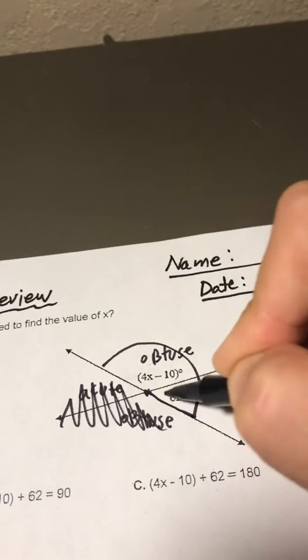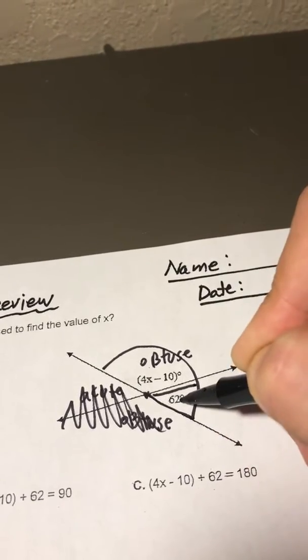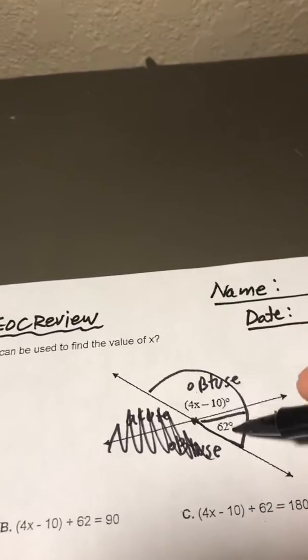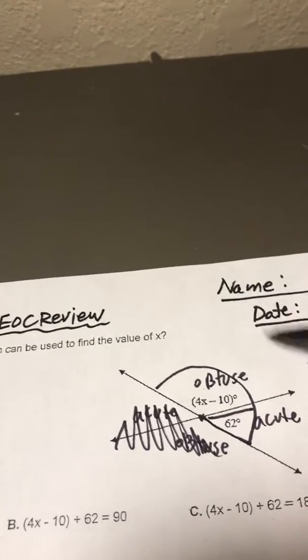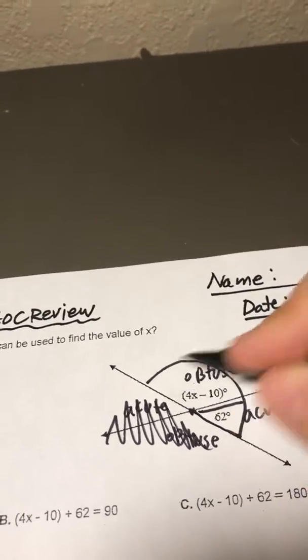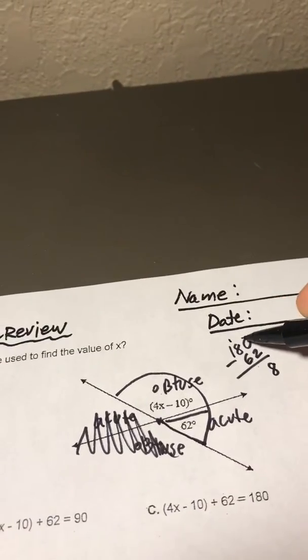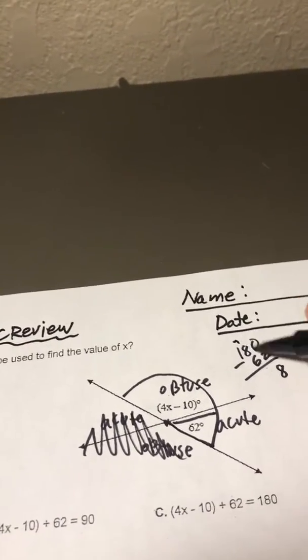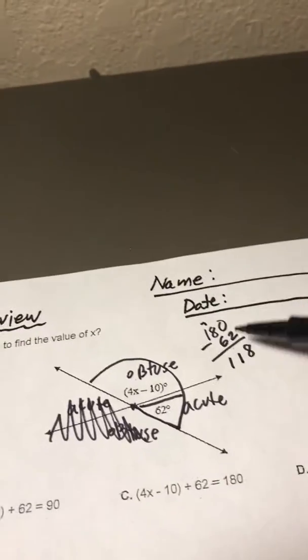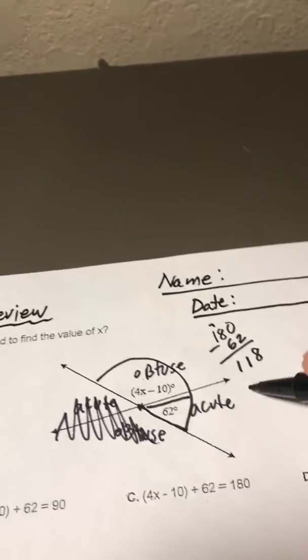And so I know there's a couple ways to do this problem, but if I know that's 62, then I can actually do a little math to figure out what this would have to be. So if the whole thing is 180, if I subtract 62 from that, that would be 118. And if this is on the no calculator part of the test, you would want to just double check that.